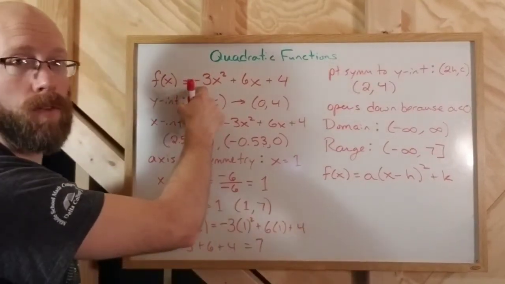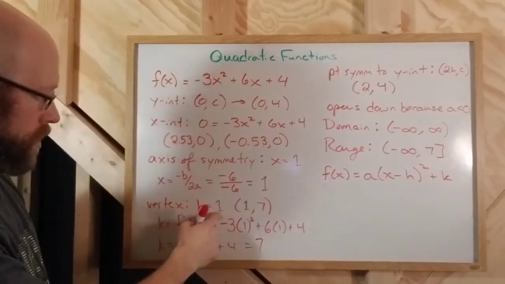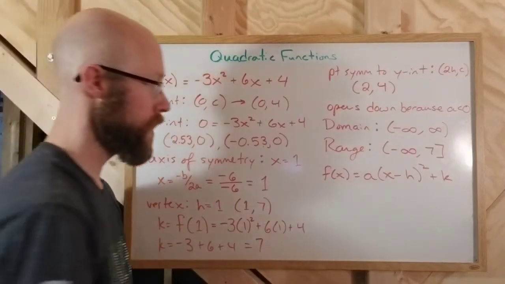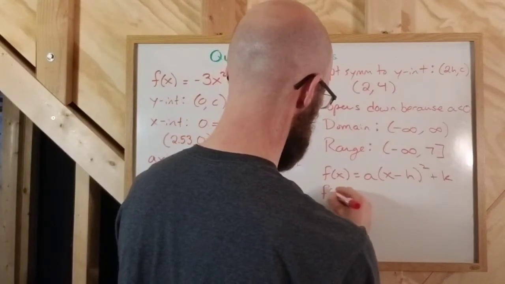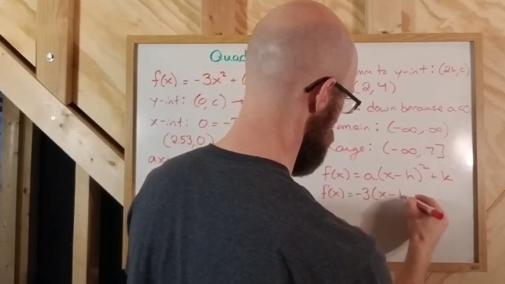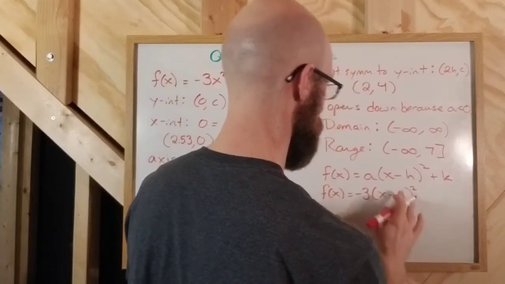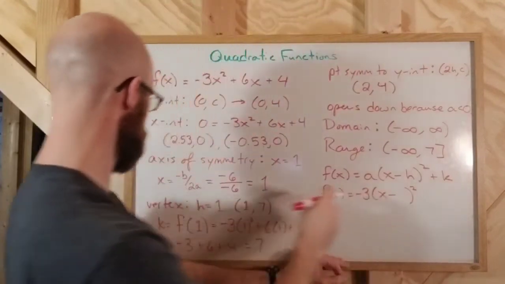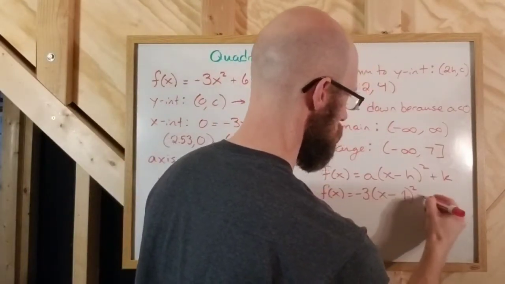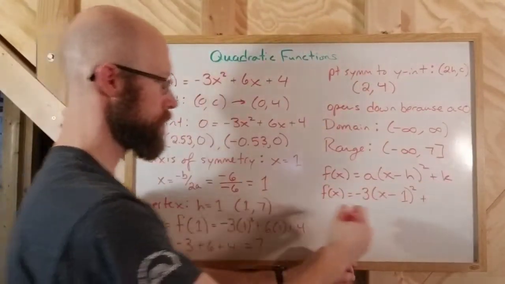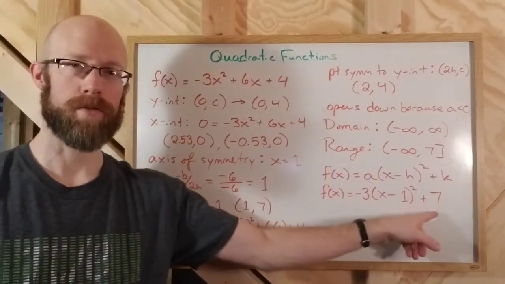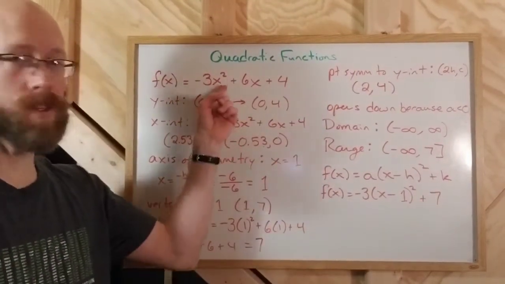A we know is -3, h is 1, and k is 7. So we just plug those three values in and we have our vertex form. So f of x is -3 times x minus h squared. Oh, not h, h was 1, so x minus 1 squared plus the k value of 7. Okay, so this would be the equivalent vertex form of this standard form.